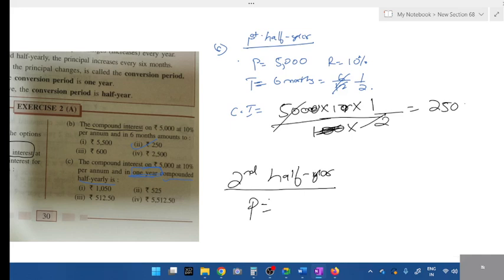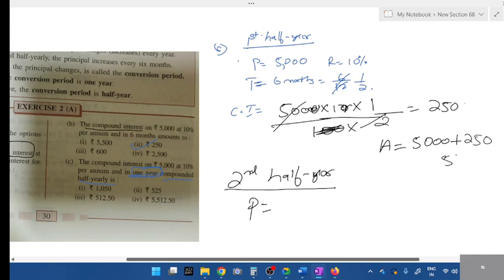Think and answer. What did I tell you all? Before going to the second year, what do you have to find? After finding interest, you have to find the amount. What is the amount? Principal plus interest. Very good, 5,250. This 5,250 you have to use as what? Principal for the second year or second half year.